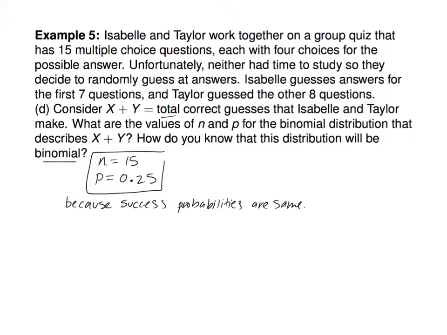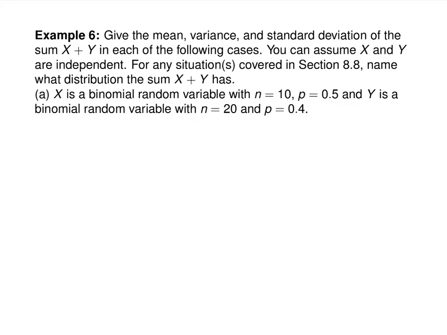Okay. All right. So last one. Give the mean, variance, and standard deviation of the sum in the following cases. These are actually not that hard. And you're assuming they're independent. And then if you have things where you can name what happens to the sum, like is it still normal? Is it still binomial? Like you can say those things. Otherwise you can say nothing.